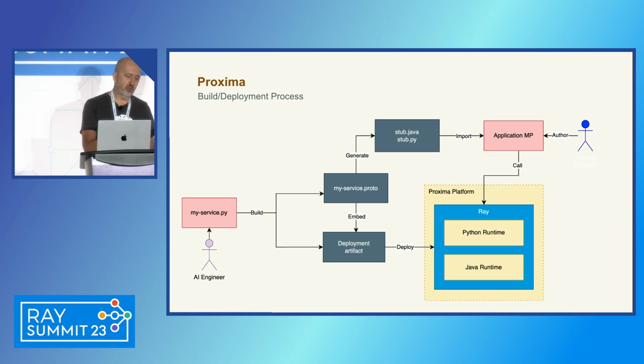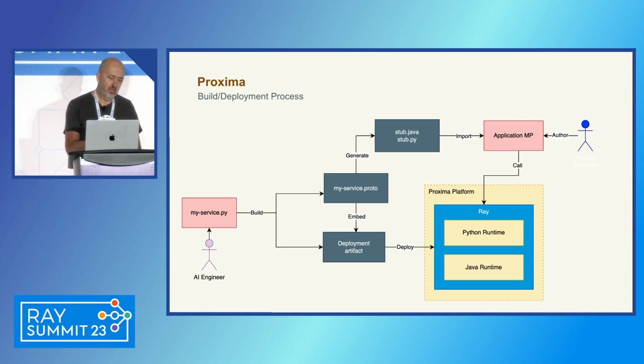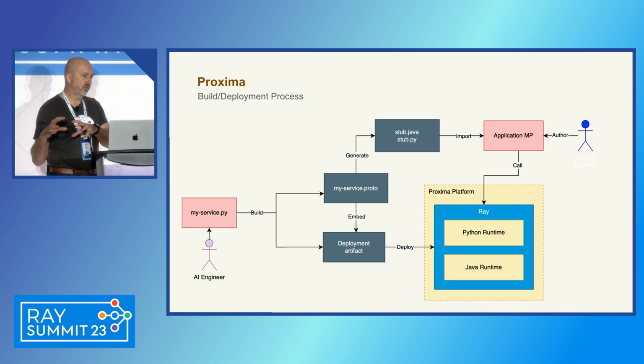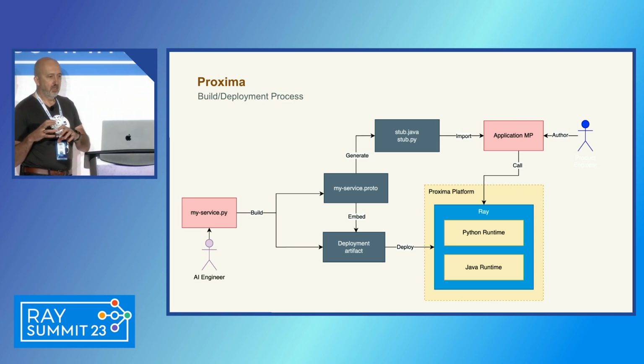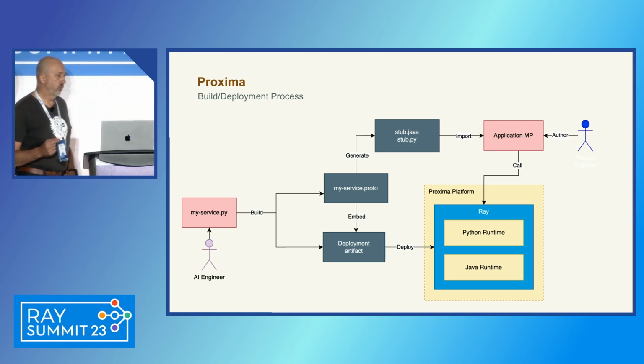The AI engineer authors their graph in this myservice.py. Then there's a build process that builds two things. It builds this deployment artifact: it takes this graph definition from Python and converts it to some high-level internal representation, writes it as a protobuf file, and that file could be loaded in a different system. Why do we need to convert Python into something? Because we have a Java runtime that wants to load and execute this, and Java cannot execute Python.